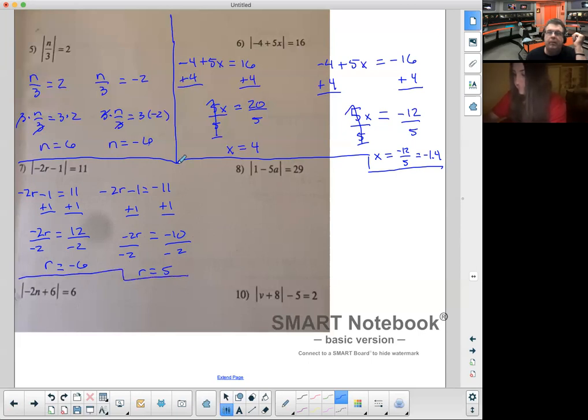Kind of boxing these out for us. And I should use different colors. If you had a better tutor, the tutor would have used different colors. All right. Here we go.